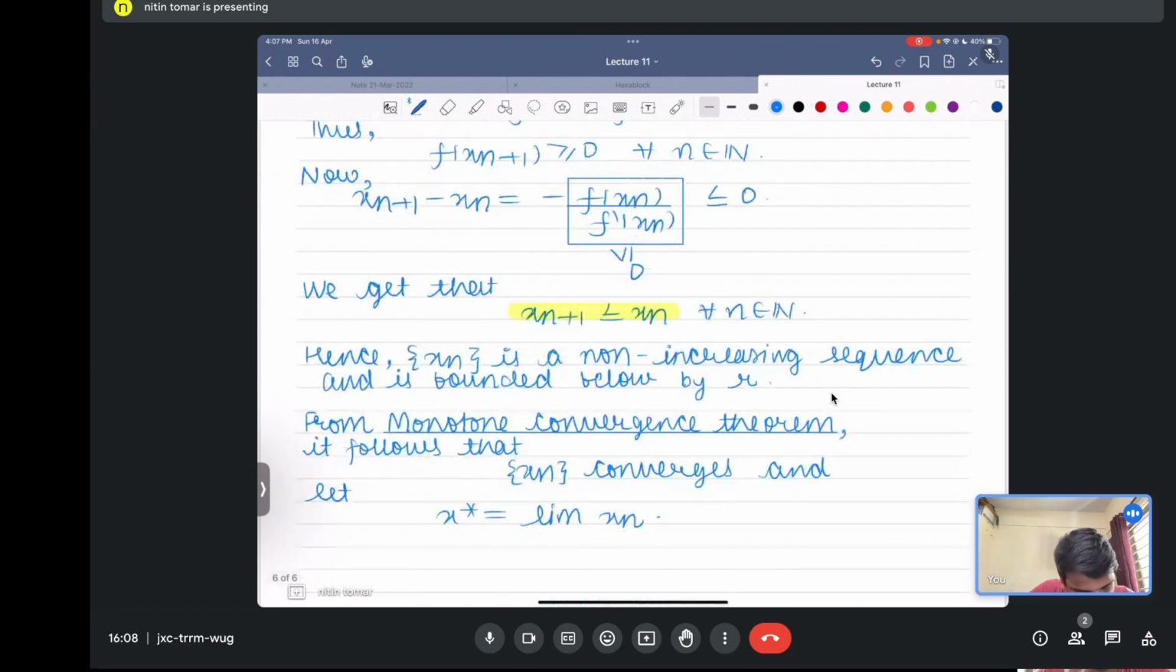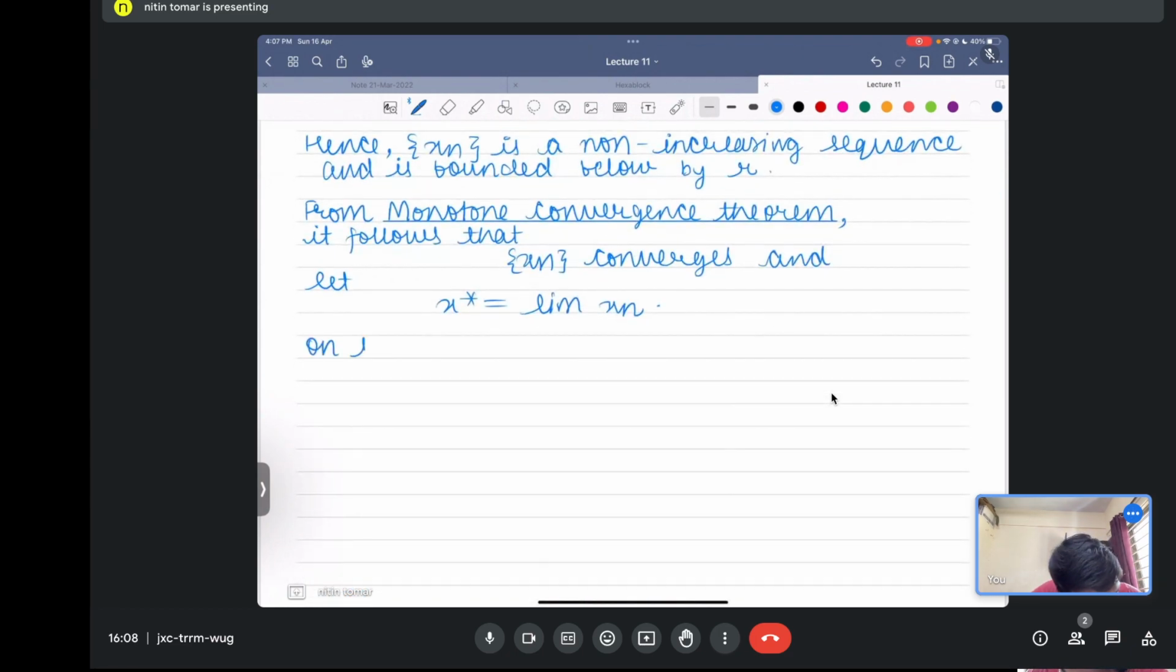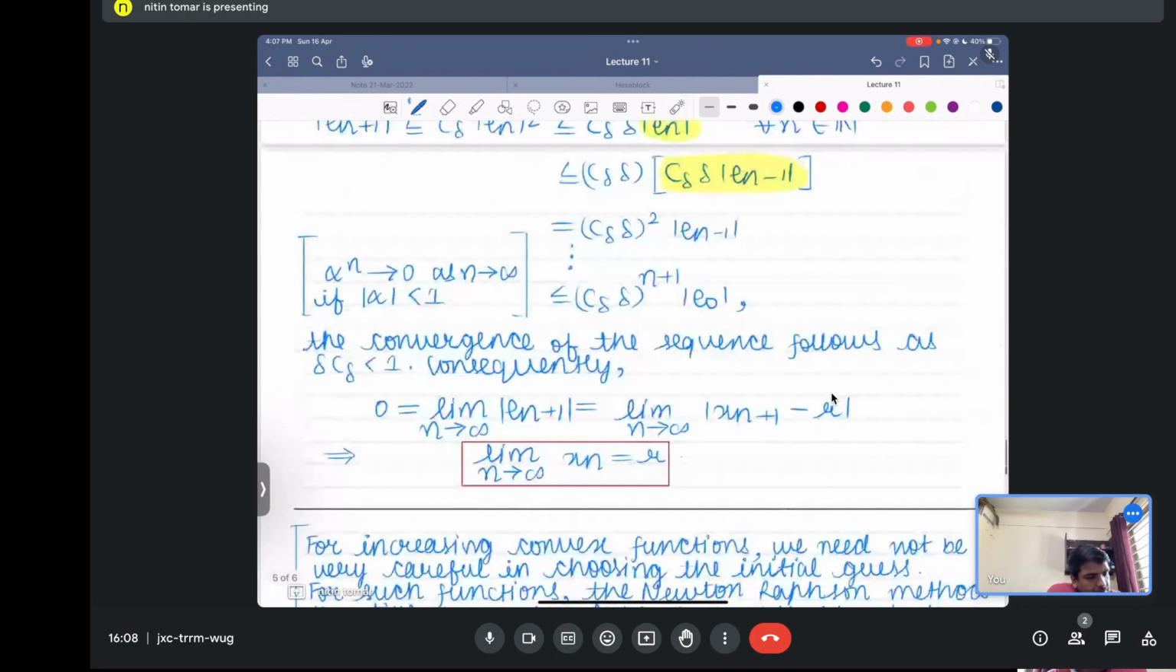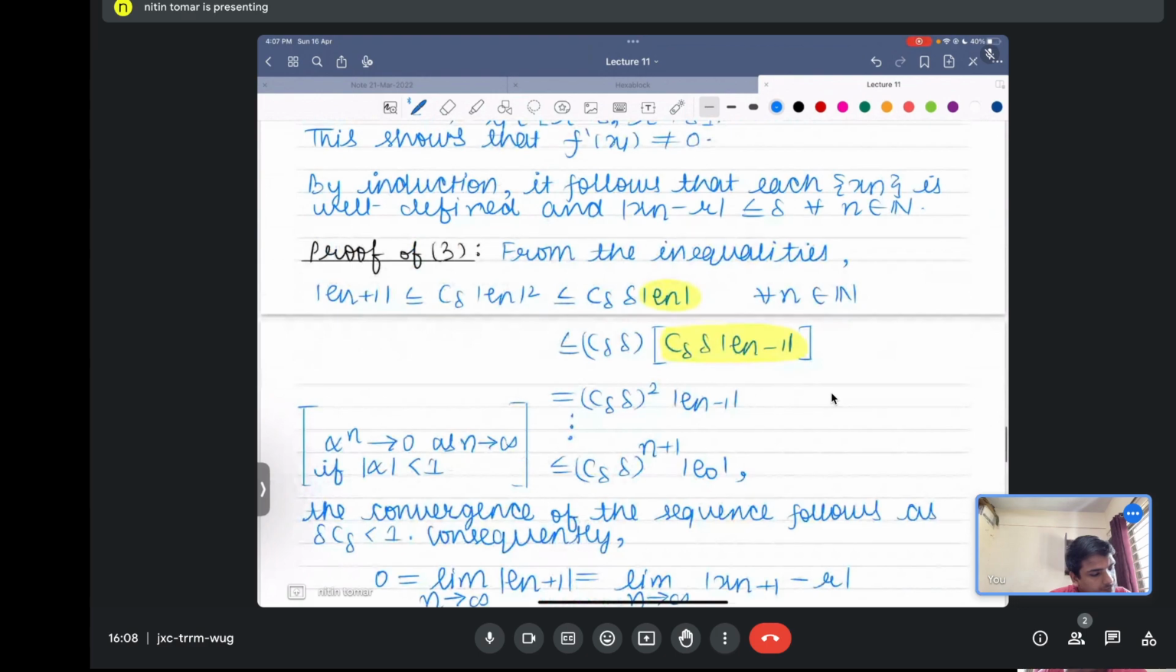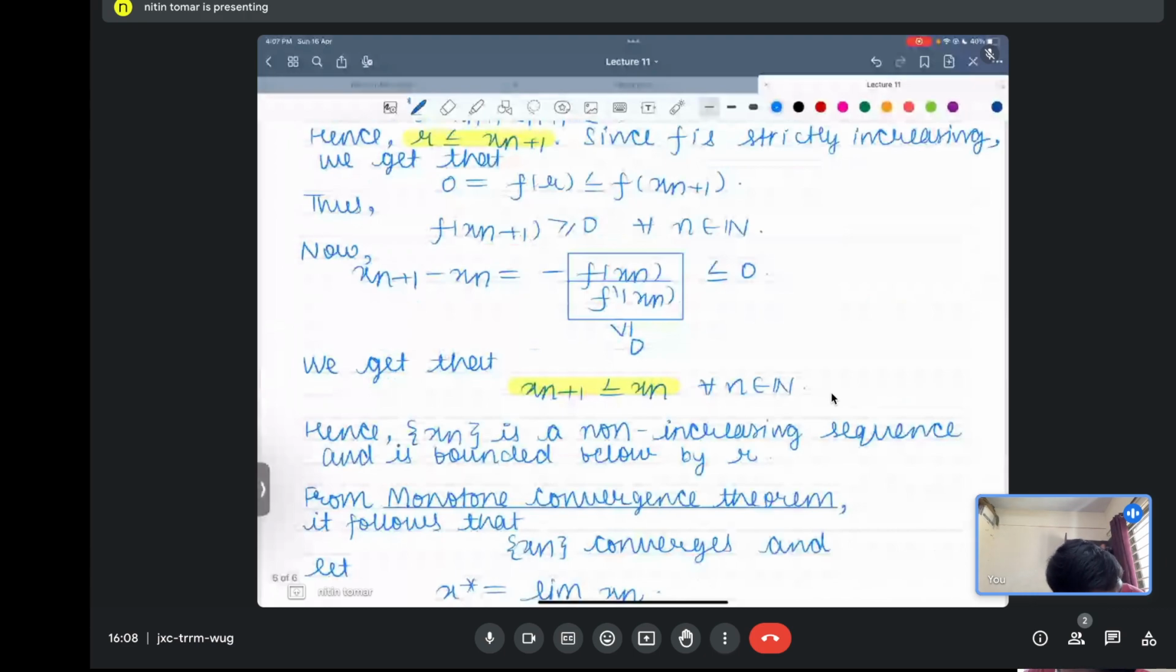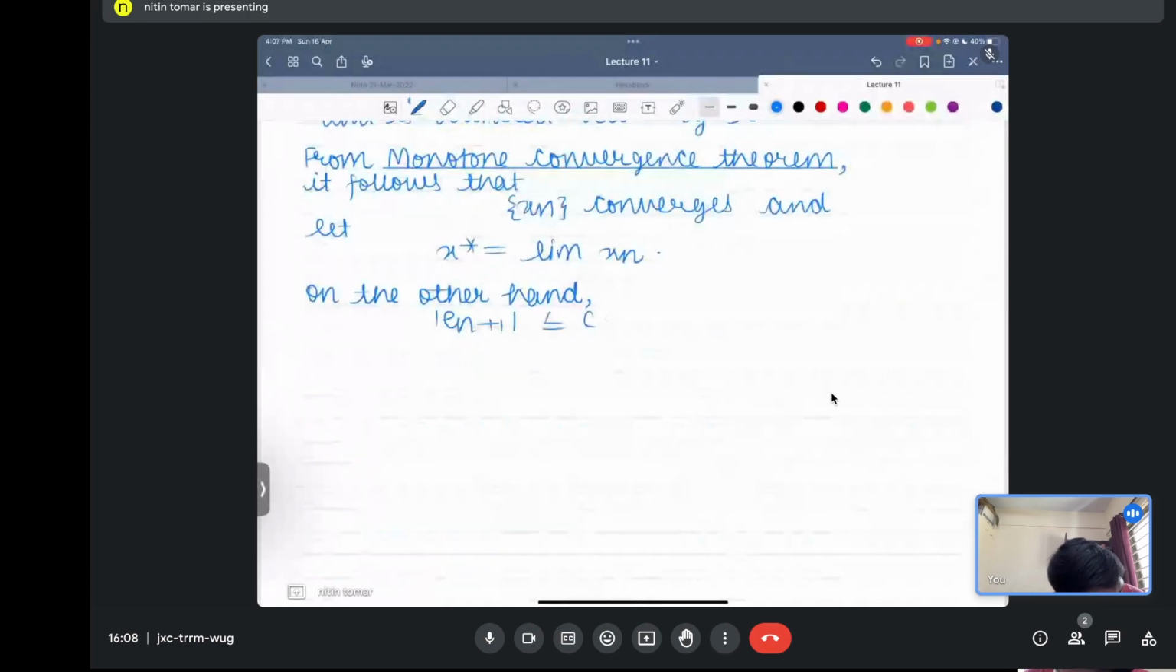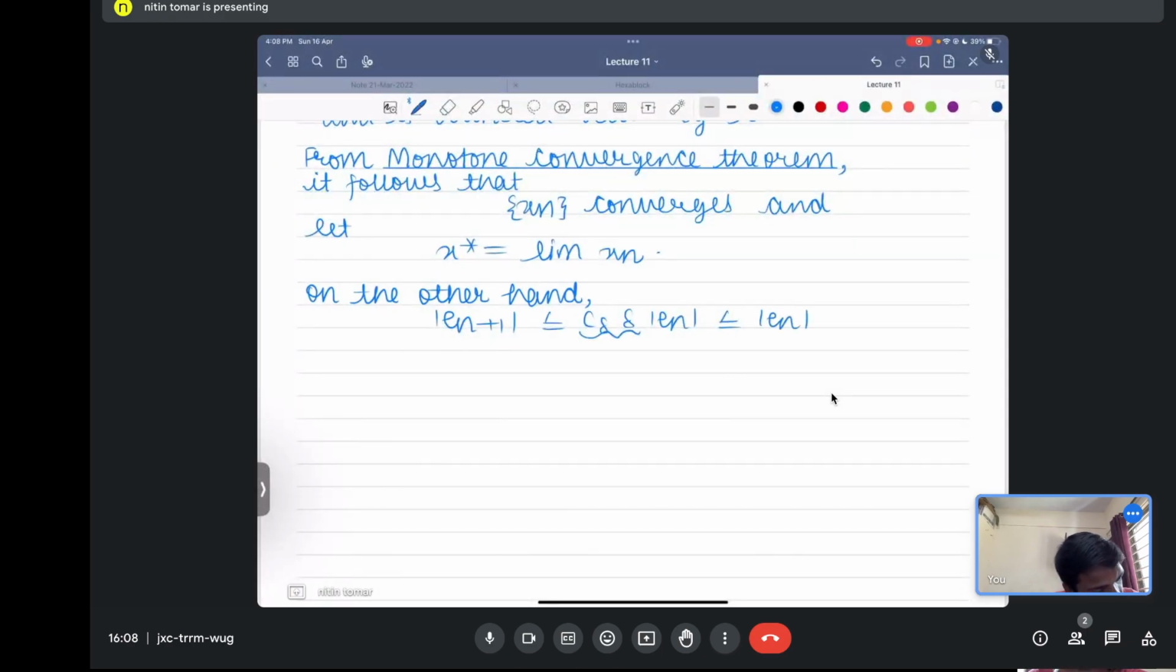Yeah, what can we say about En? On the other hand, we have already proved in the last theorem that for every n, mod En plus 1 is less than C delta delta mod En, right? And this was less than 1, right? So this will be mod En. But what was mod En?